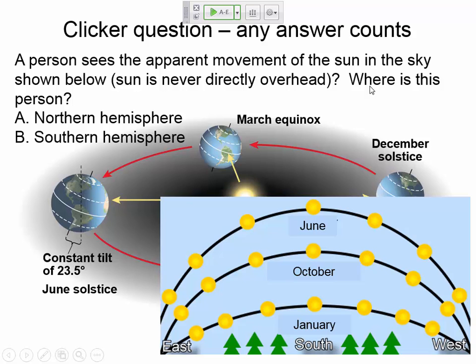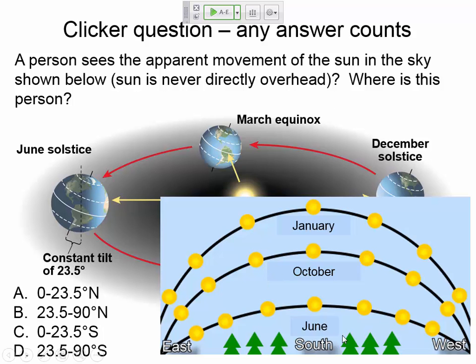Okay, let's try one that's slightly more challenging. Okay, we're considering the same pattern. I've actually changed the dates here. So now January looks like this. So the top one is January, the middle one is October, the bottom one here is June. The cardinal directions are still the same. The sun is still rising in the east and setting in the west, okay?